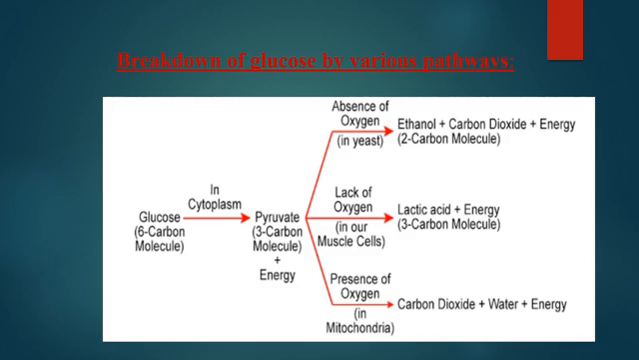Second, there is formation of lactic acid and energy. This type of breakdown occurs in the absence of oxygen. It mainly occurs in the muscle cell. Due to the deposition of lactic acid in the muscle, there are muscle cramps. Last, in the presence of oxygen, pyruvate is converted into carbon dioxide, water and energy. This step occurs in mitochondria.